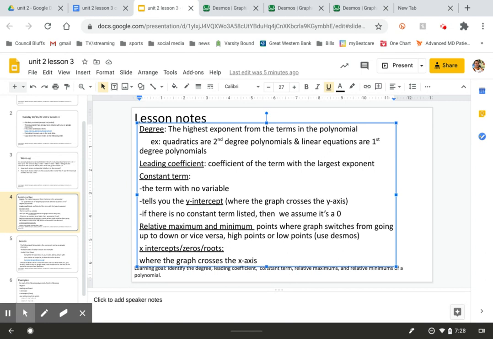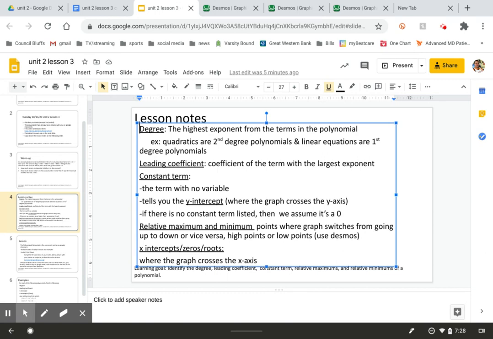And the last important characteristic are the x-intercepts, also known as the zeros, also known as the roots. They all mean the same thing. The x-intercepts, the zeros, the roots are where the graph crosses the x-axis. So it's kind of like the y-intercept, except with the x-axis instead of the y-axis.